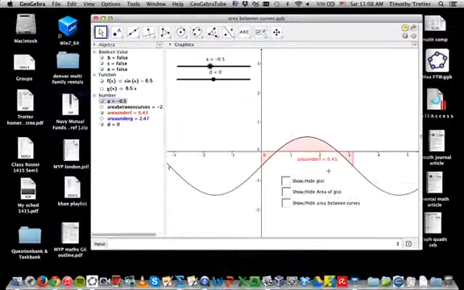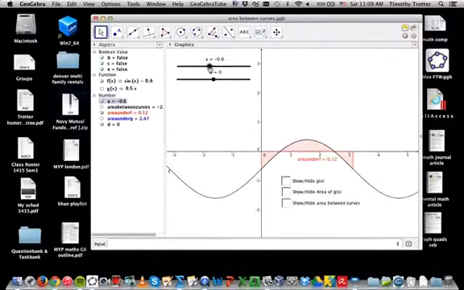Now later on in some applications, we're going to want to consider all these areas positive and add them all together as total distance, and we'll talk about how to do that in another lesson. But for right now, if I were to just take the straight definite integral of this function from 0 to pi, it would give the area above and subtract the area below.